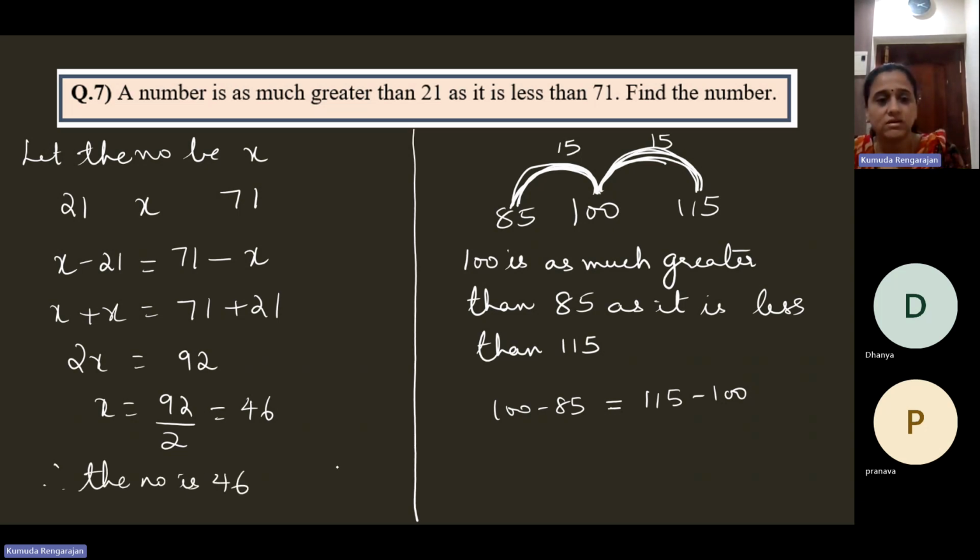Now you can just check: 21, 46, 71. Find the difference between these two. How much is it? 25. And between these two, 25.